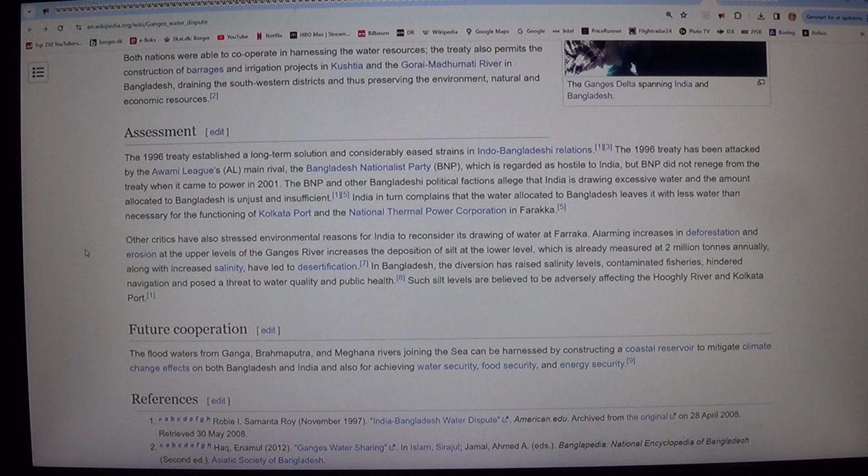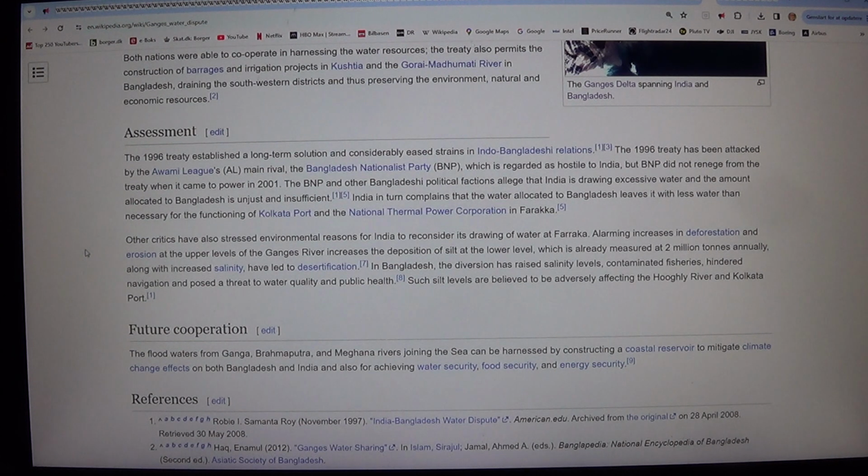Alarming increases in deforestation and erosion at the upper levels of the Ganges River increase the deposition of silt at the lower level, which is already measured at 2 million tons annually, along with increased salinity, have led to desertification. In Bangladesh, the diversion has raised salinity levels, contaminated fisheries, hindered navigation and posed a threat to water quality and public health. Such silt levels are believed to be adversely affecting the Hooghly River and Kolkata Port.